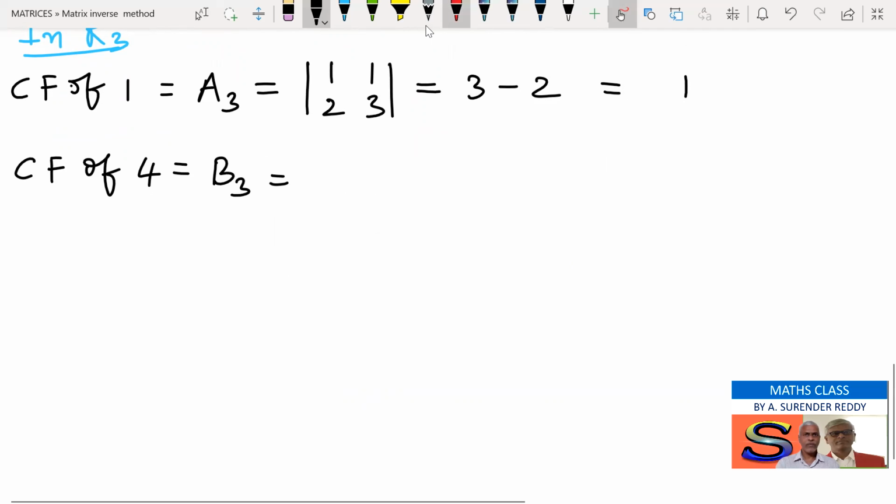For this we need to multiply with minus. So this 4 lies in third row, so leave third row and second column. If we leave the third row second column, 1 2 1 3 remain. So 1 2 1 3.